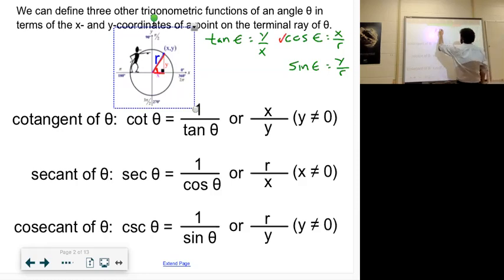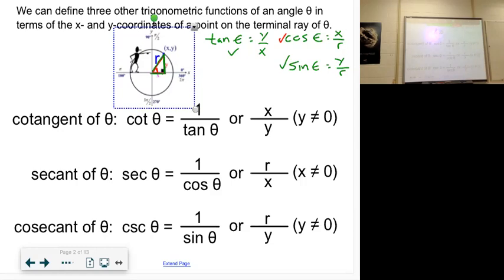The sine of an angle would be the opposite side length right there, the y-coordinate, divided by the radius right there. And then also what we just learned is that the tangent of an angle is equivalent to the opposite over the adjacent side right there, y over x.